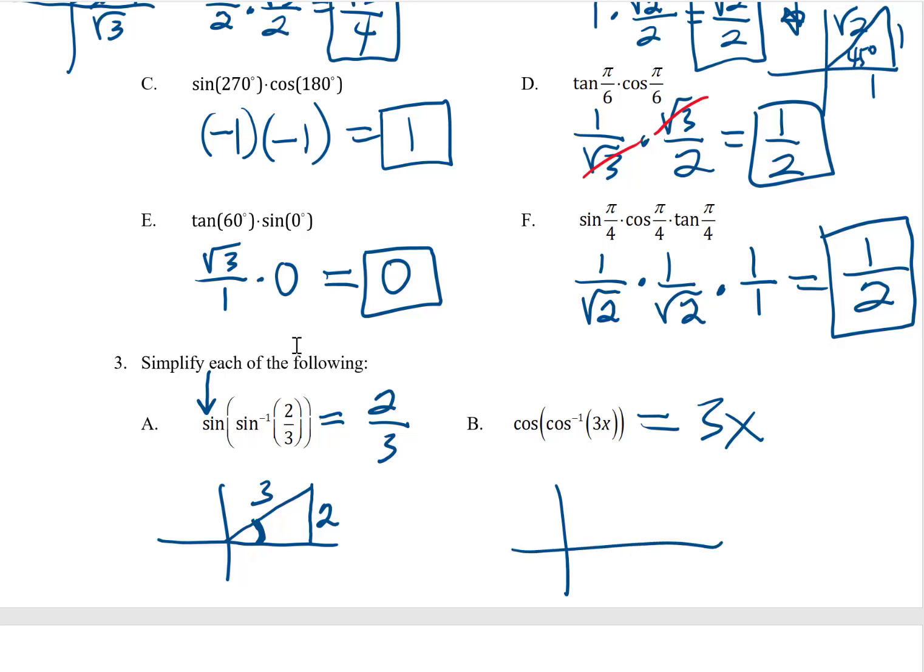Again, if you wanted to draw it out, we'll assume x is positive. You could mark 3x over 1. Here's the angle. No idea what it is, but I don't care. I just want the cosine ratio, which is 3x over 1, or 3x. As long as this is a valid ratio in here, this relationship we've noticed will always work.